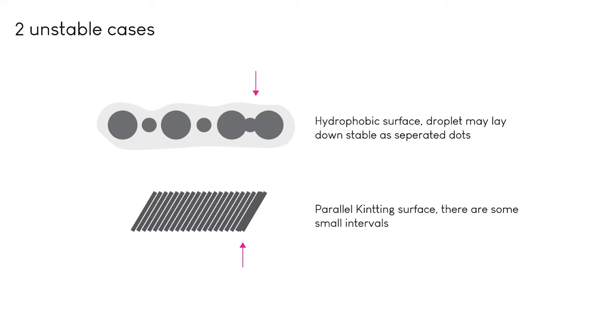And the next is the parallel knitting surface. There are some small intervals in the parallel knitting surface, and sometimes we can successfully print the ink onto those intervals and form a conductive surface. But you can also see the area is rather small.